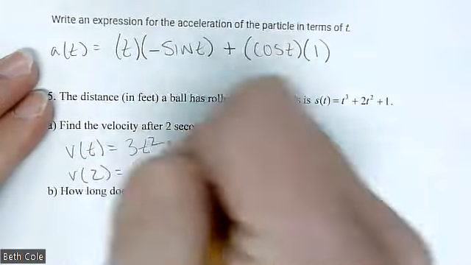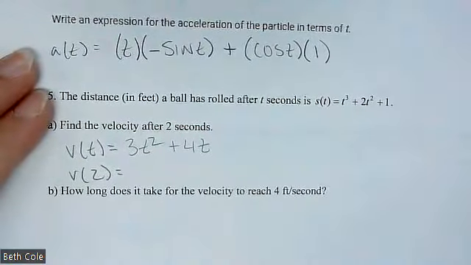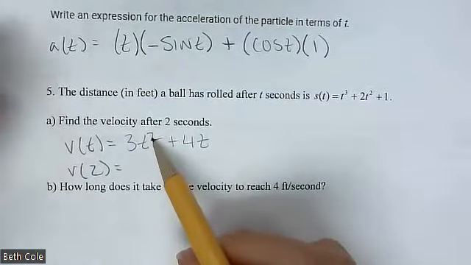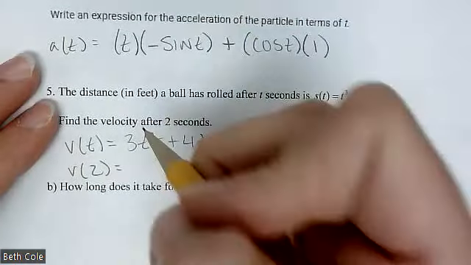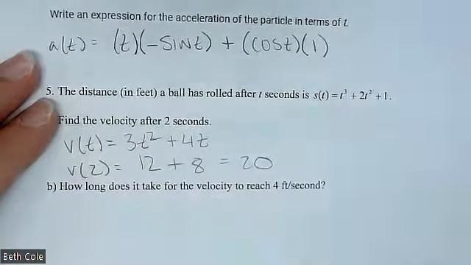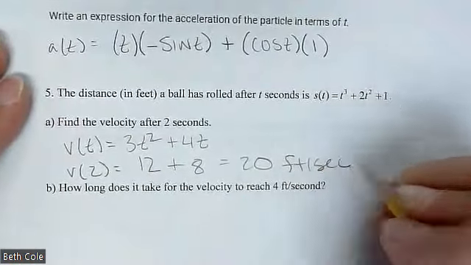3t squared plus 4t. 1 is a constant, so that's gone. And then plug in 2. So 2 squared is 4 times 3, 12 plus 8 would be 20. What are your units? Feet per second.